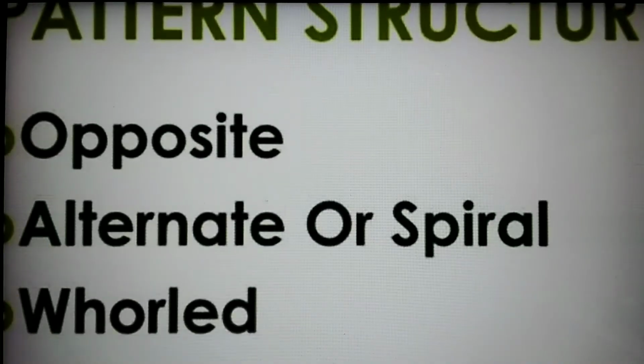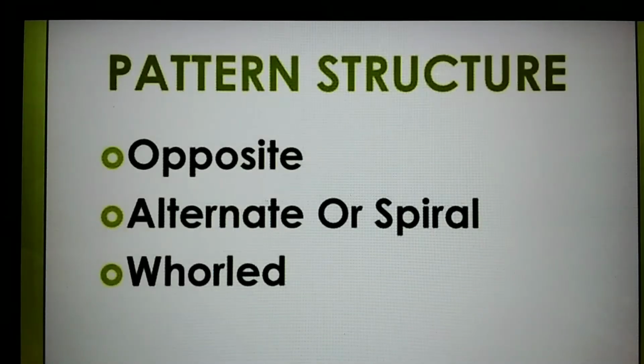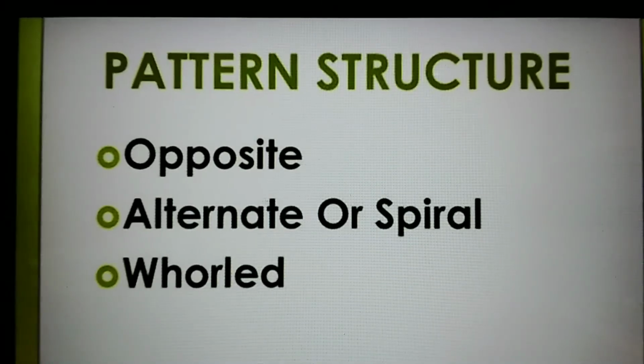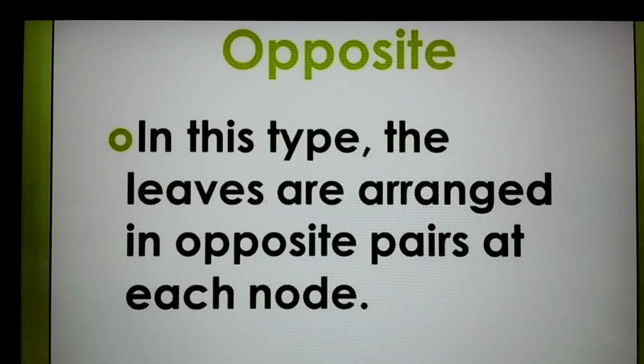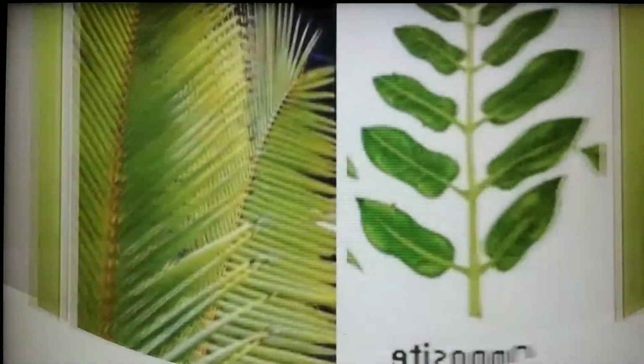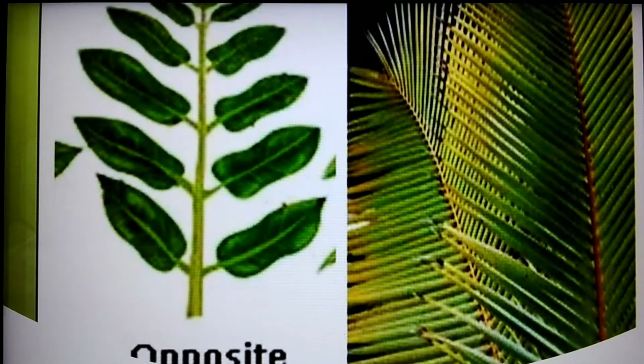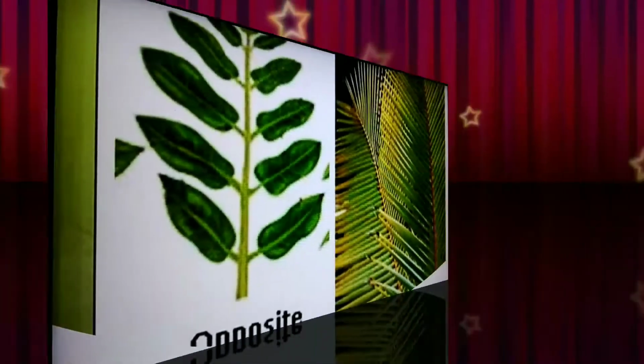Now, based on the pattern and structure, there are three types of phyllotaxy: opposite, alternate or spiral, and whorled phyllotaxy. Coming to the opposite phyllotaxy, in this type, the leaves are arranged in opposite pairs at each node. These are the examples of opposite phyllotaxy.